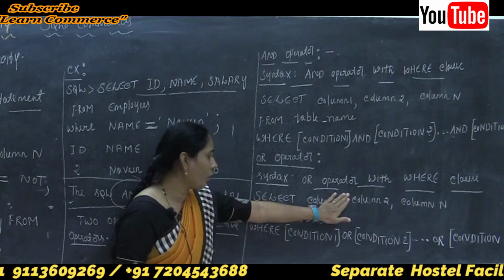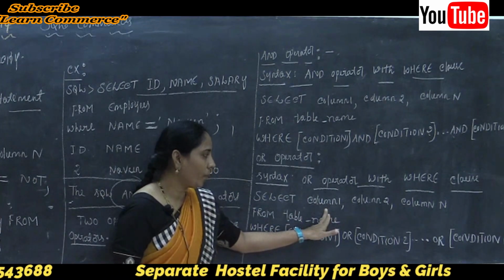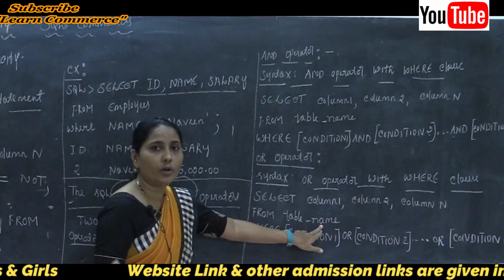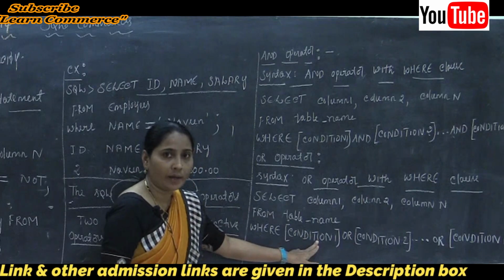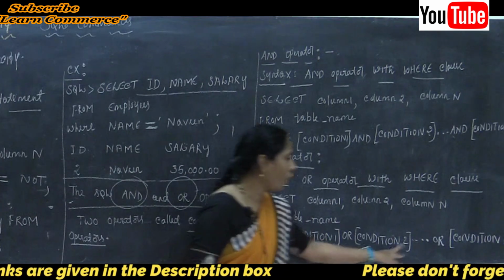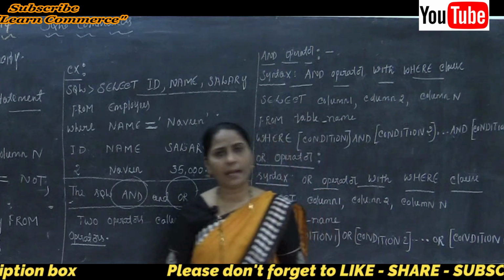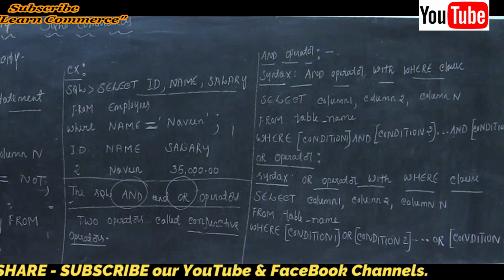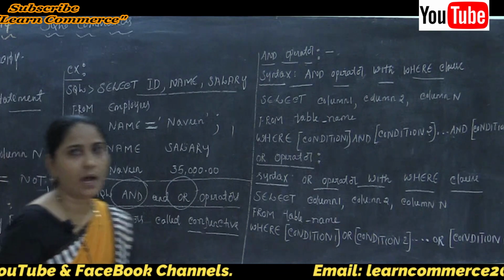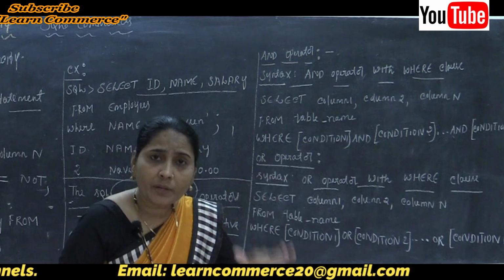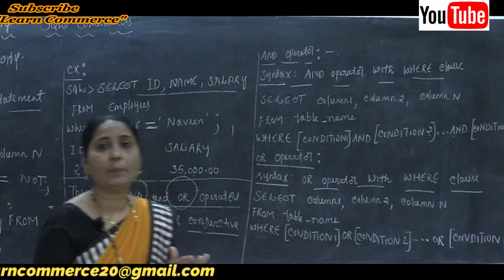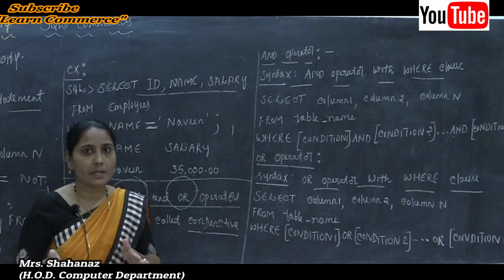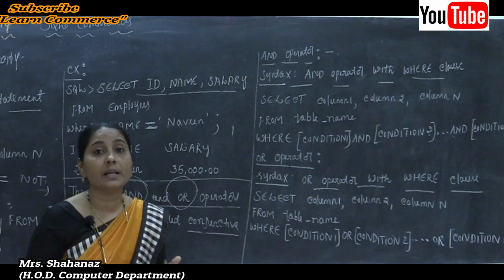So with the where clause: select column 1, comma, column 2, comma, column N from table_name where condition 1 OR condition 2 OR condition N. So like AND, here also we can have many conditions. You can use n number of conditions using the OR operator also. And after using the conditions, they can be taken by our SQL statement, the SQL query, the transactions. Why? Because to display all those answers in the result table.